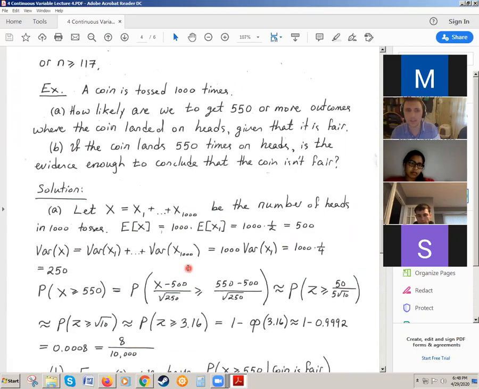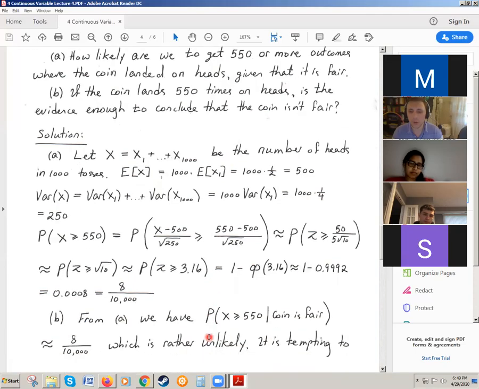So the second question is the following. You don't know if the coin is fair or not, but you tossed it 1,000 times, and 550 of those times were heads. Are you automatically convinced? So this is a very small probability, right? Are you convinced the coin is not fair? No. That's an interesting question. Is it evidence enough to be convinced that the coin is not fair?